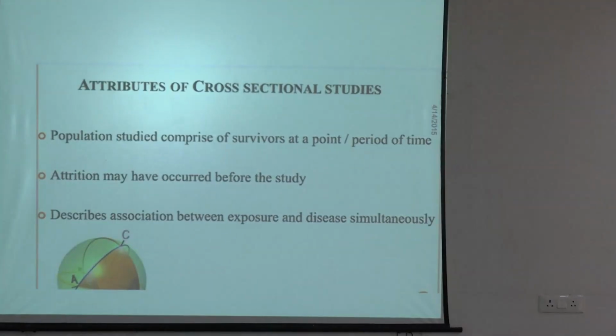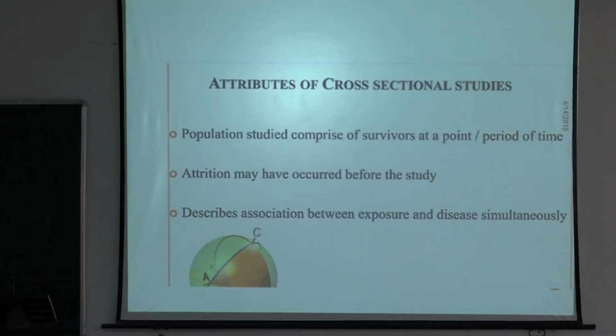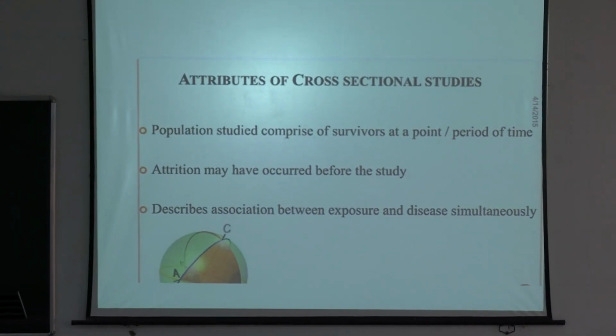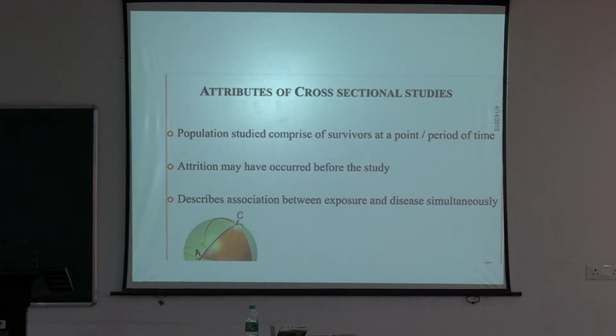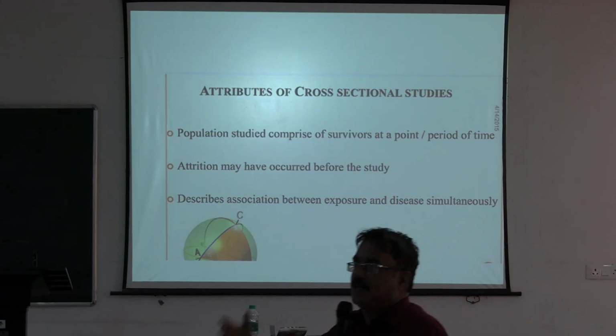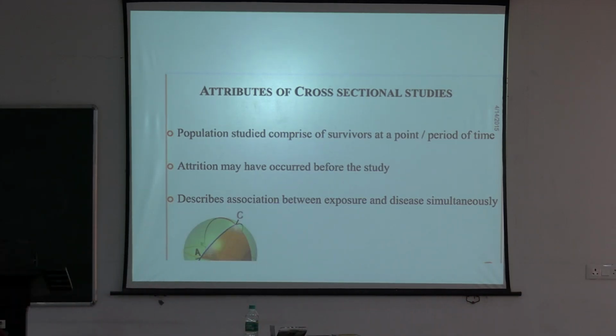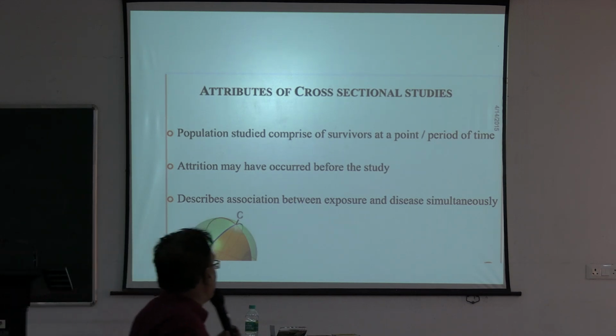Then, attributes of a cross-sectional study: the population studied must be comprised of survivors at a point or a period of time, and attrition may have occurred before the study. People may have left before you started the study. Say you were planning to get 1,000 people in that area, but you got only 940 because some people have gone to other places. And it also describes the association between exposure and disease simultaneously.